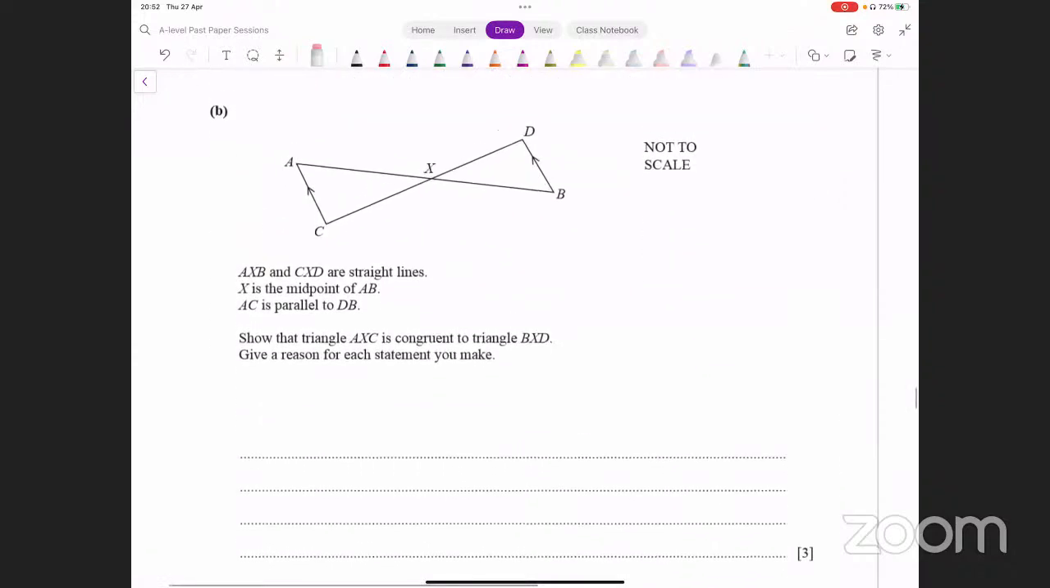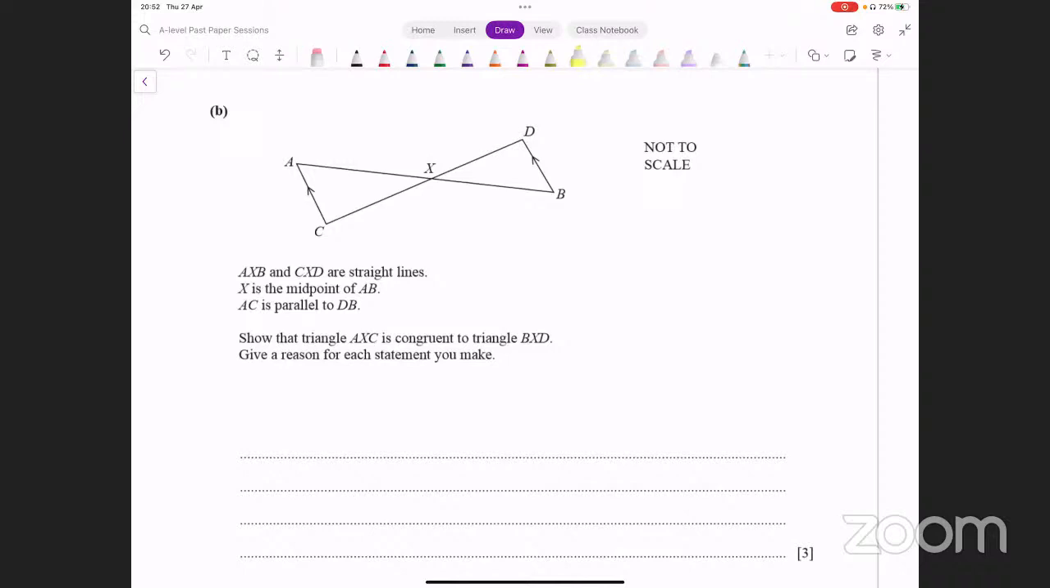Part B, AXB and CXD are straight lines. You can see that in the figure there. X is the midpoint of AB, okay, and AC is parallel to DB. This is the information that we're given. We need to show that AXC is congruent to BXD. अच्छा, AXC is congruent to BXD.